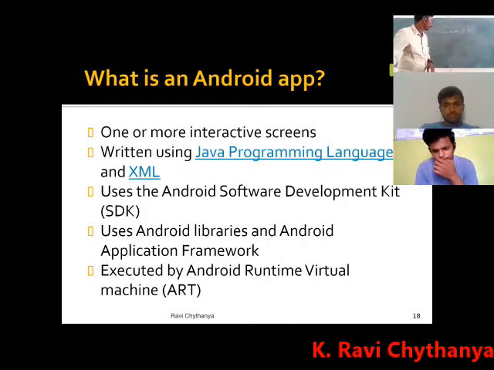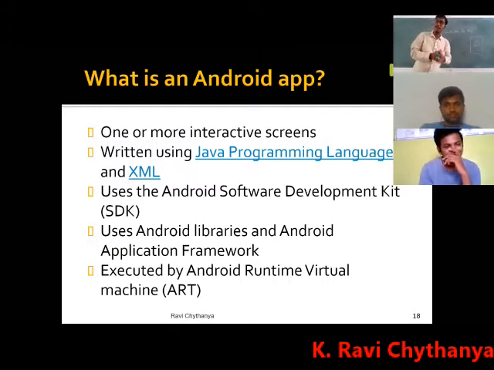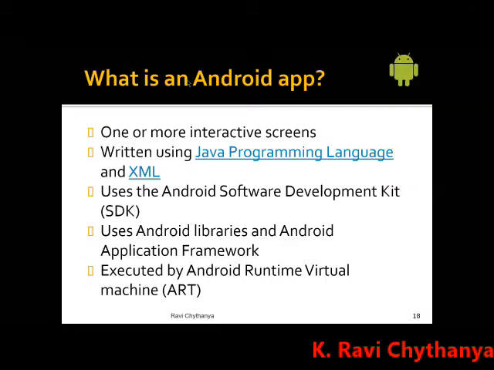An Android application is, for example, like Facebook open. An application is going to have one or more screens which are interactive to the user operations. And these screens are going to be written using the Java programming language and XML.